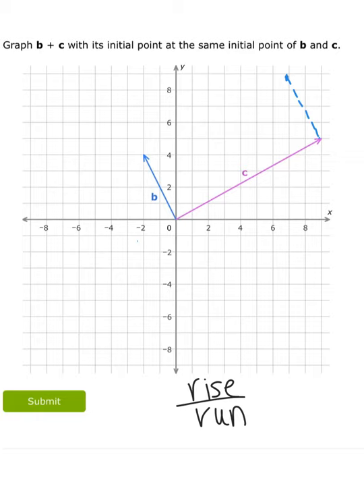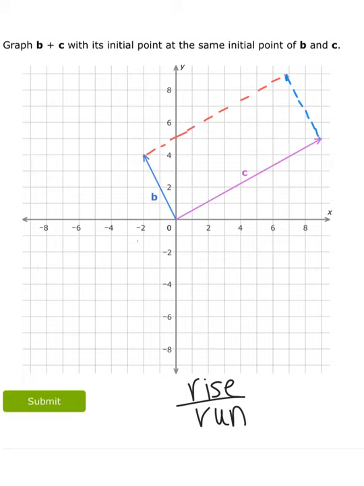Now I just need to draw the parallel side opposite of vector C, and I'll do that in red. Let's look at the slope of that line. Vector C is going up 5 over 9. So from the terminal point of vector B, I need to go up 5 and over 9. And so as you can see, we created a parallelogram.